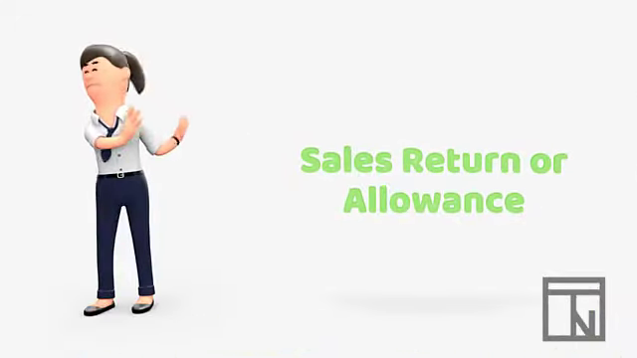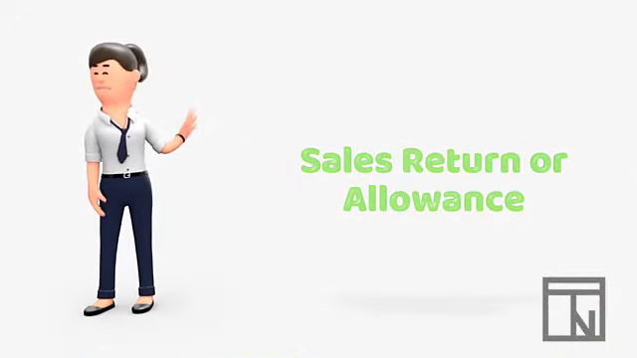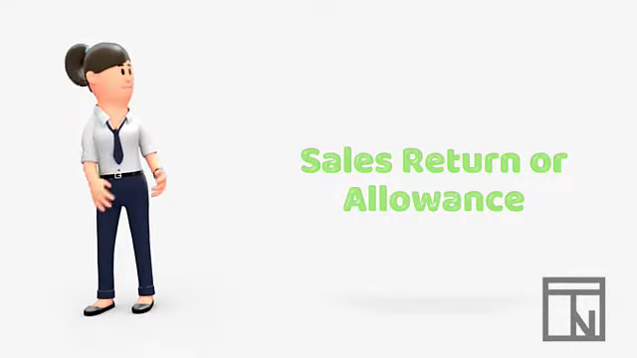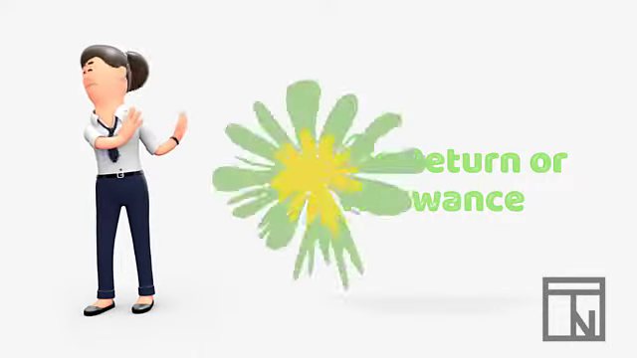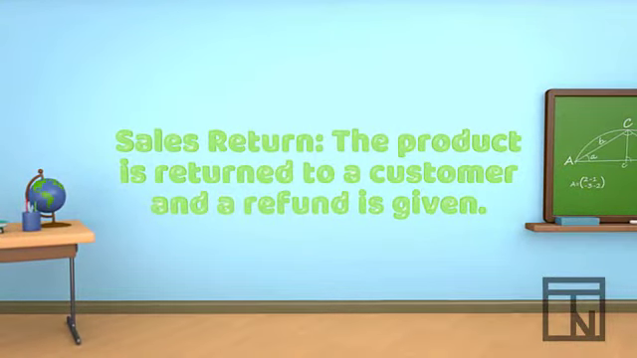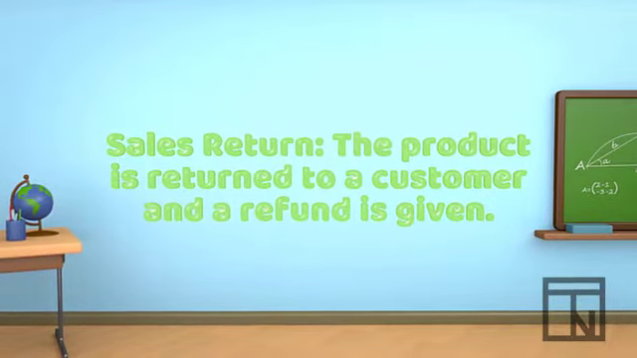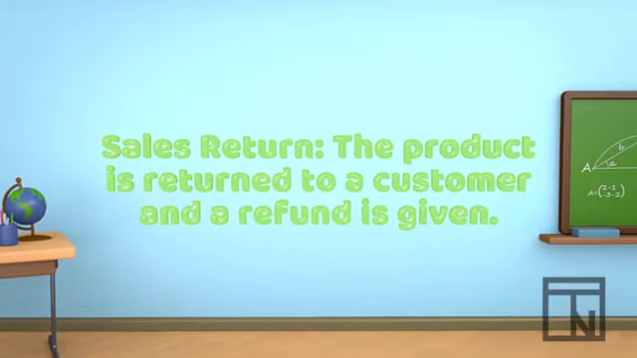Whenever you sell products to customers, there's always going to be a chance that the customer is dissatisfied and is going to want their money back. In the accounting world, we call this either a sales return or an allowance. A sales return is when a customer sends a product back to you and requests a refund of the amount paid.